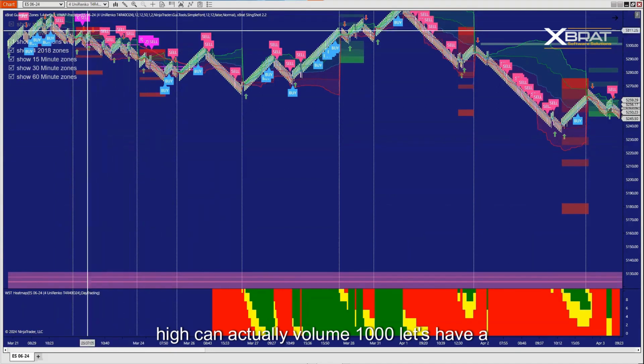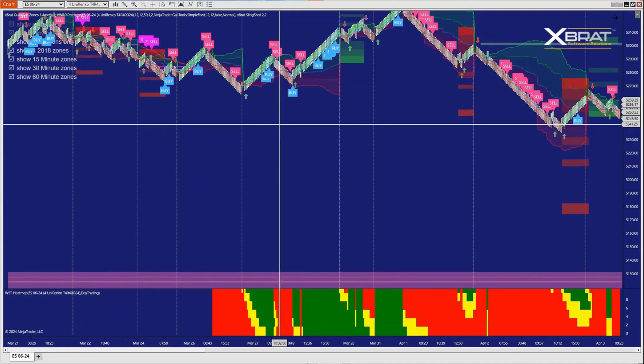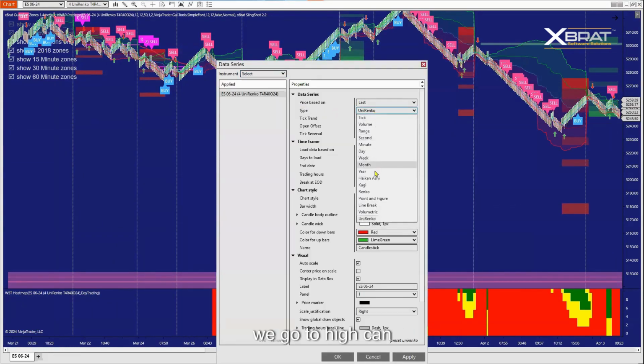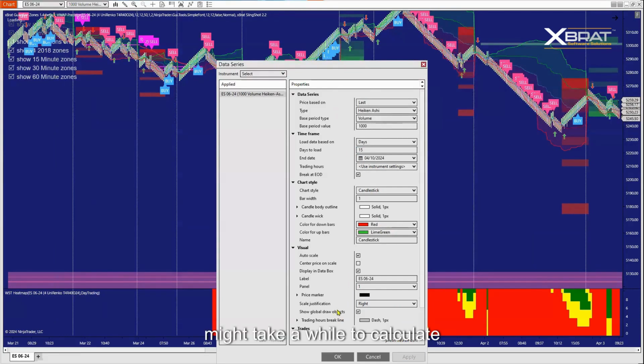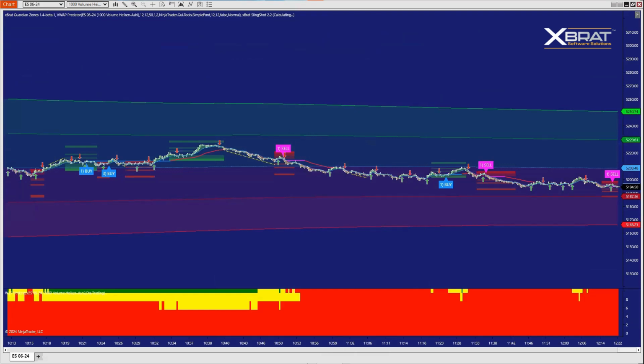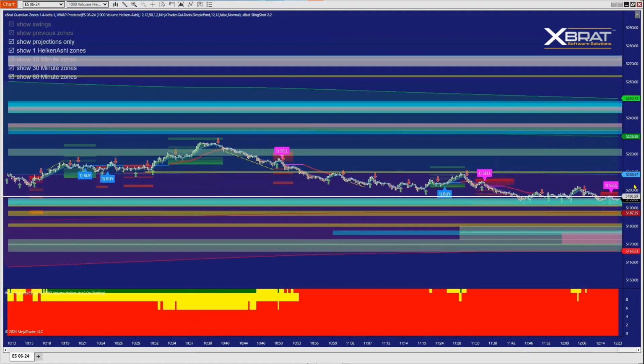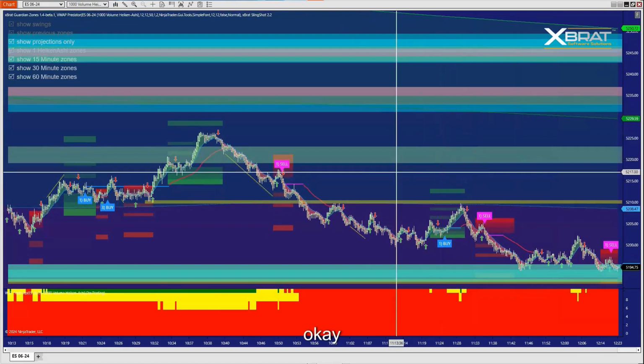Heikinashi volume 1000. Let's have a look. Okay, on ES. So let's go to data series. We go to Heikinashi volume 1000. Let's go back 10, 15 days. Okay. Might take a while to calculate. Here we go. Finally.